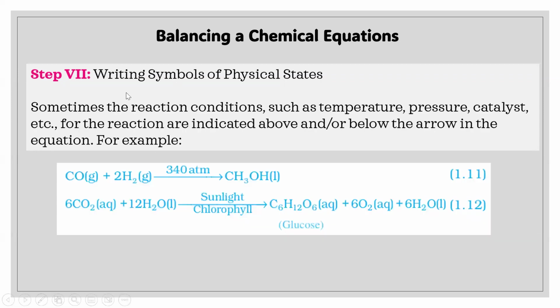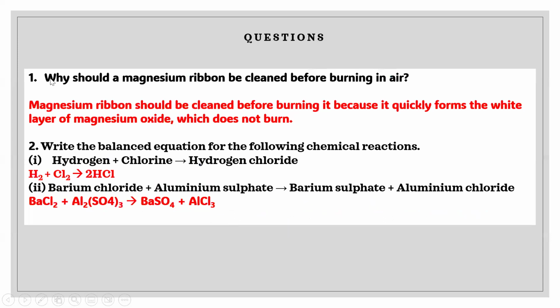Next, not only this, but also the temperature, pressure and catalyst will be indicated above or below the arrow mark. See, look at this equation. Here 340 atmospheric pressure is given. So pressure is indicated like this. Next one is sunlight. In the presence of sunlight, chlorophyll is acting as a catalyst here. So like this, conditions like temperature, pressure and catalyst are given above or below the arrow mark. Okay, so these are the questions.